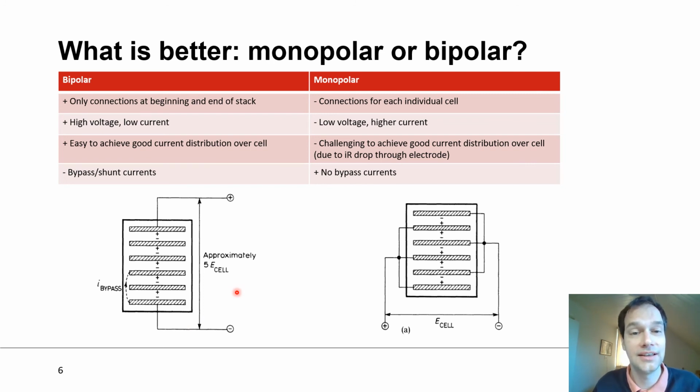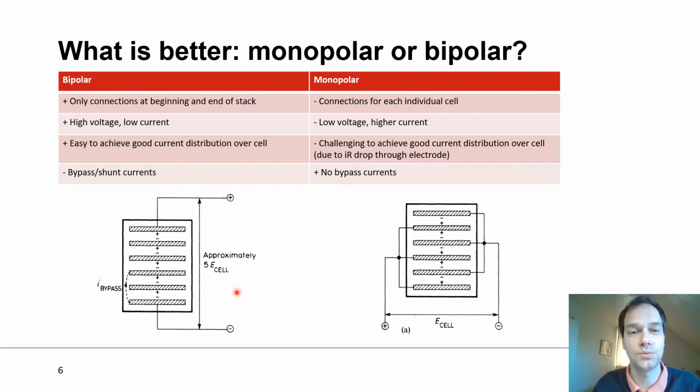And if that happens, you lose the efficiency of the stack. So that's not good. There is an exercise on this, so that gives you a bit of a better feeling on what the shunt currents or bypass currents really are. But that's a disadvantage of the bipolar system.